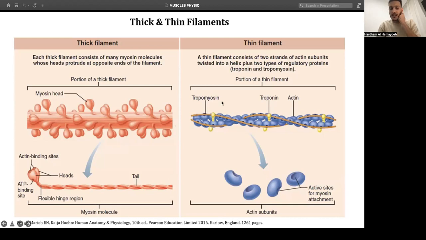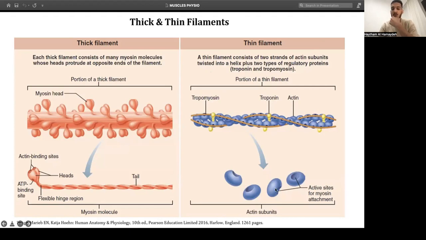The thin filament consists of two strands of actin subunits. You can see those subunits revolving around each other, twisted into a helix, plus two types of regulatory proteins, troponin and tropomyosin. We're going to speak about those molecules in detail, as they regulate the binding of the myosin heads. Just a small piece of information here: the tropomyosin covers the binding sites of the actins.